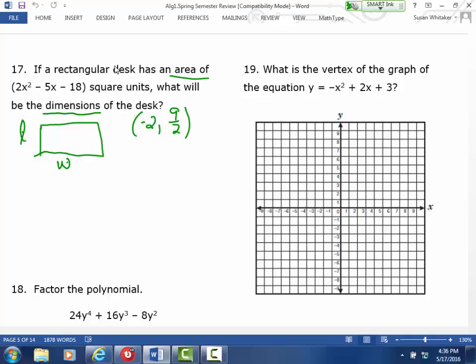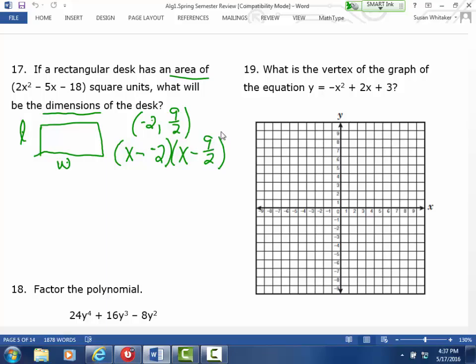That's not what they asked. They want to know the dimensions of the desk. So what they're asking us to do is to get this as an expression. When these are the possible values of x, we write down for our factors x minus. Always we write the x minus. And then we put in our numbers. This one was negative 2. Then our second would be x minus 9/2.